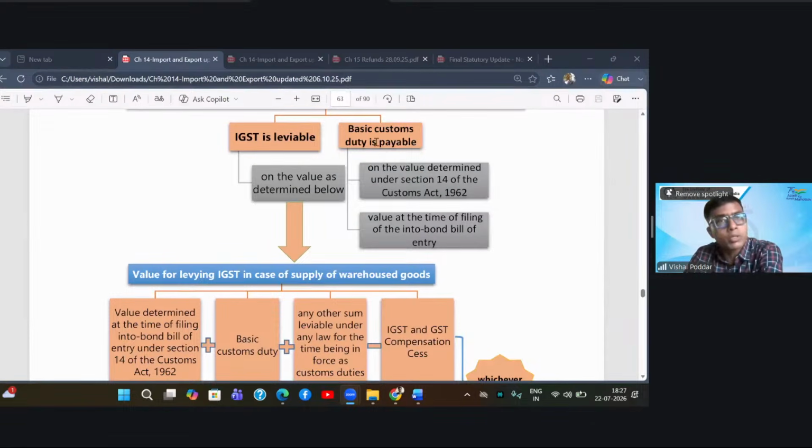When you are talking about the basic customs duty, it is computed on the value which is determined under section 14 of the Customs Act. That is the value at the time of filing of the into-bond bill of entry. Now this is for computing basic customs duty.